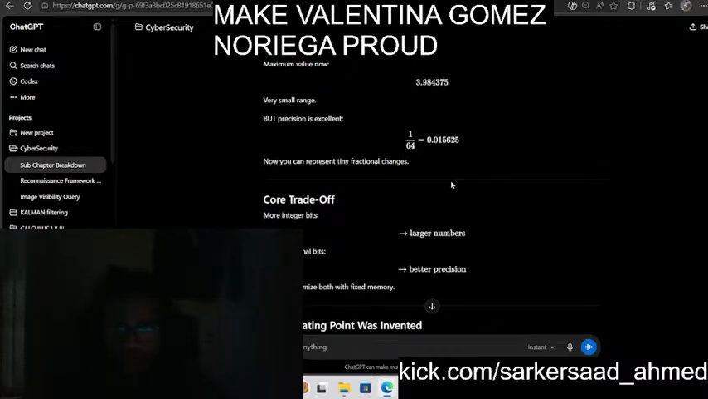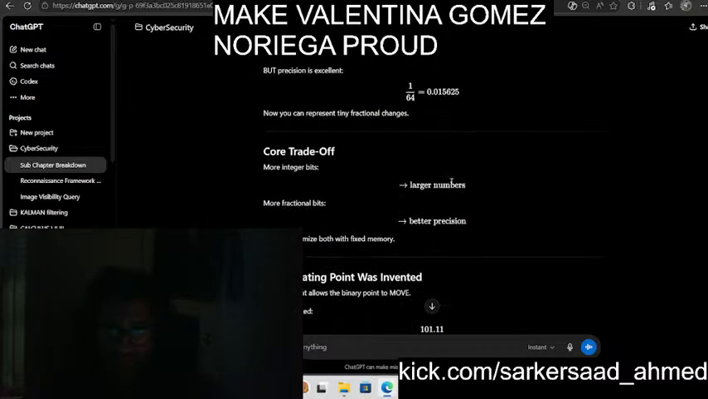The more integer bits, the larger the numbers. The more fractional bits, the better the precision. You cannot maximize both. The more integer bits, the larger the number. The more fractional bits, the better the precision.